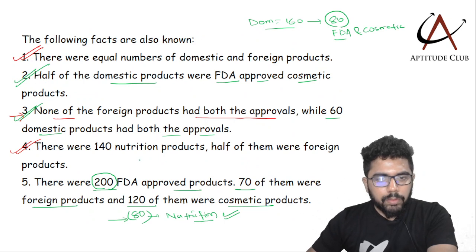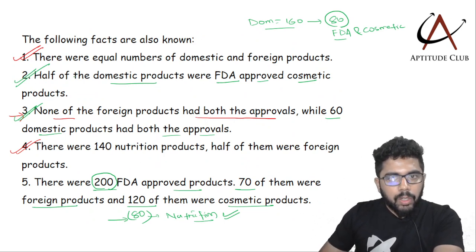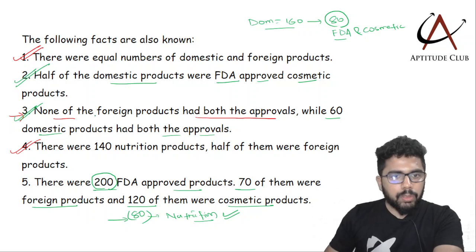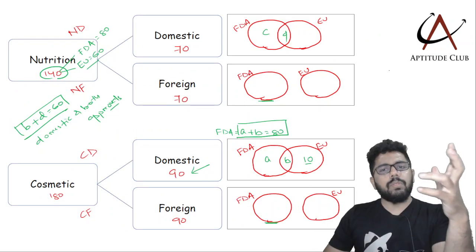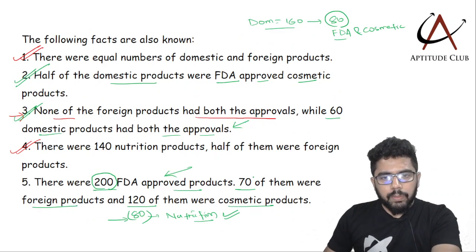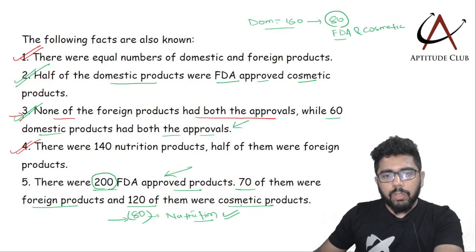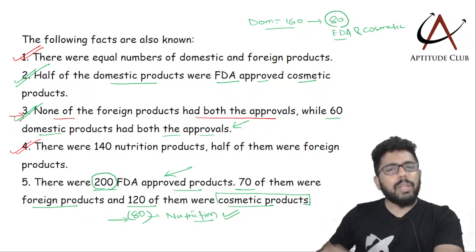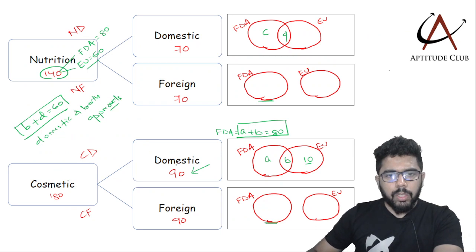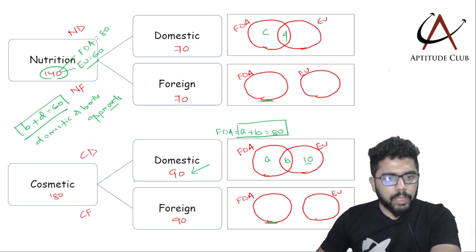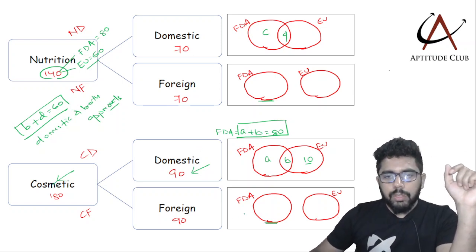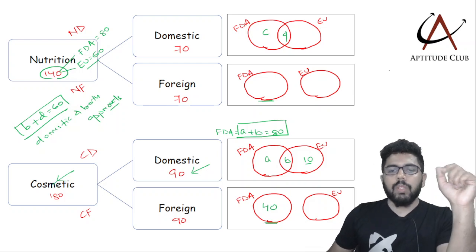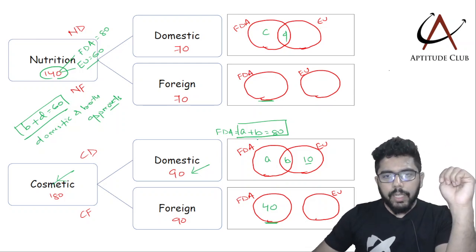Next, 60 domestic products had both the approvals. We have taken this. 200 FDA approved products are there in total. So 200 FDA approved products, 70 of them were foreign products, 120 of them were cosmetic products. Now look at this 120 cosmetic products. If I'm looking at cosmetic, FDA approved is 120, out of which domestic is 80. So this foreign must be 40. Only then you will get total 120, 80 plus 40.